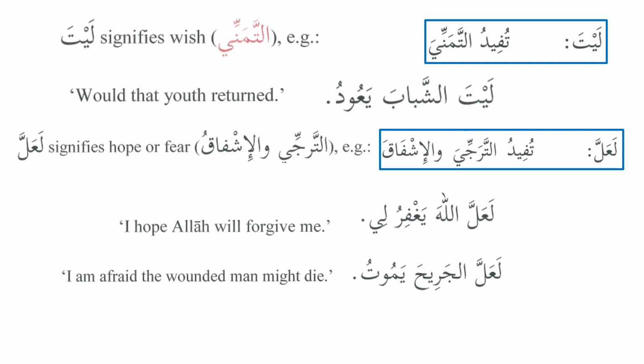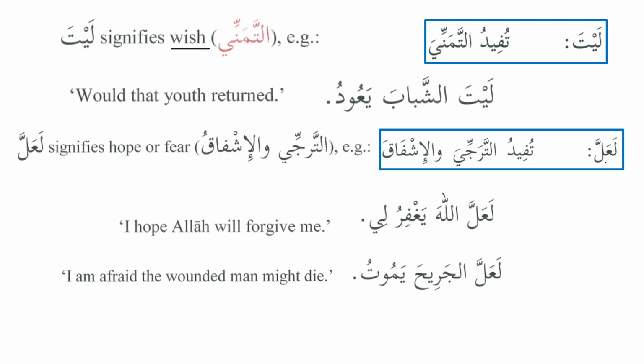Layta tufidu at-tamanni. Layta signifies at-tamanni. As we know, layta shababa ya'udu. Would that youth returned. ويقول الكافر يا ليتني كنت ترابا. So it basically signifies wish, something that is almost impossible to achieve.